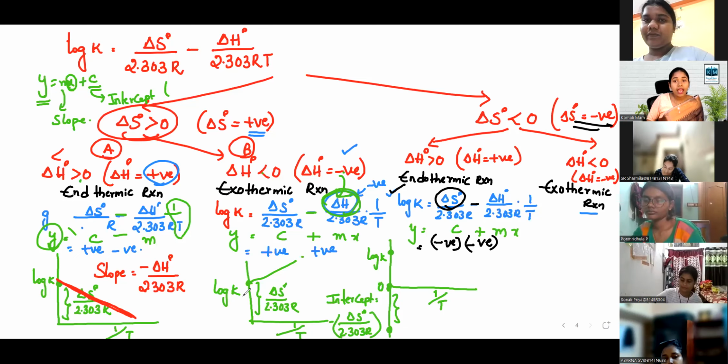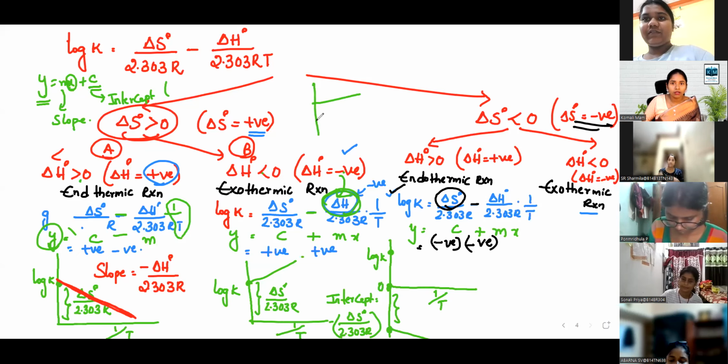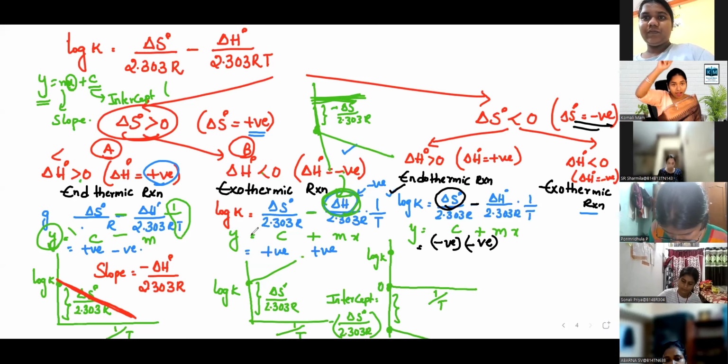Negative intercept. Now, they were telling that the slope is negative, ma'am. Negative means decreasing, so the graph comes down only. Here I'm drawing, you can't see my screen. This is the intercept. What is the intercept value? Minus delta S naught by 2.303 R. Then the slope will be like this. The graph comes down.